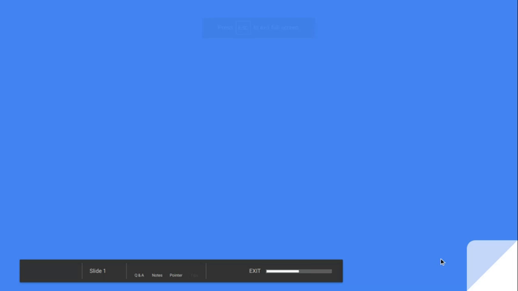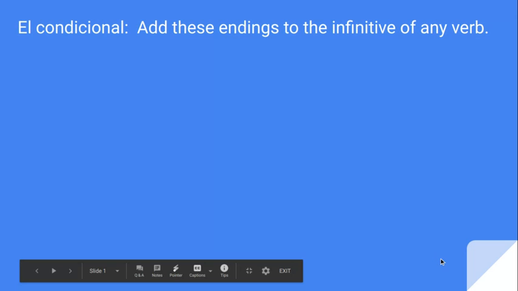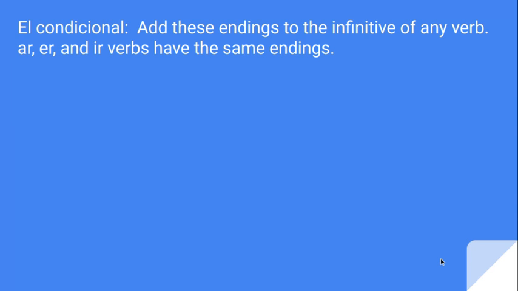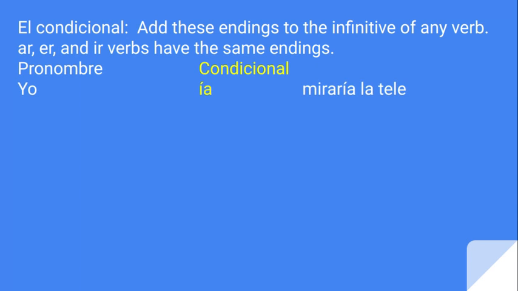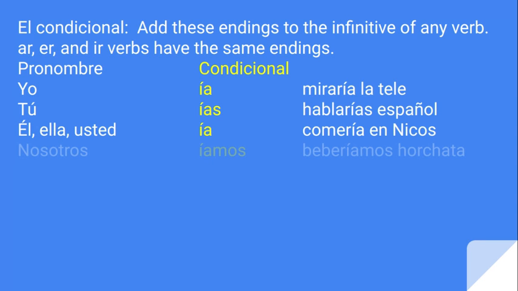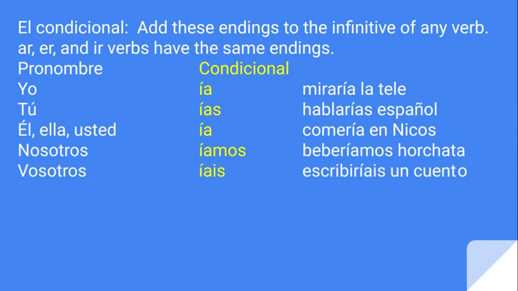And here we go. So to do the conditional tense, you add these endings to the infinitive of any verb. What that means is you keep on the AR, ER, and IR ending, and then you add these to the end. So we add ía to the yo form, ías for the tú form, ía for él, ella, usted, nosotros íamos, vosotros íais, and ellos, ellas, ustedes ían. But unlike other endings, like we would with the imperfect or the preterite or the present, you don't drop your stem. You keep your stem.